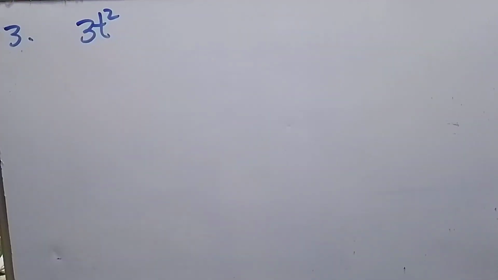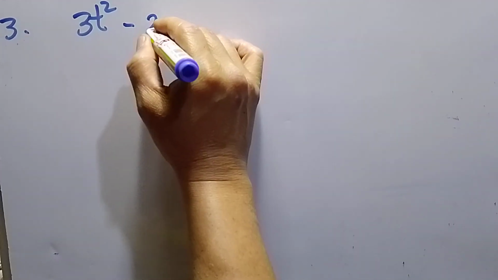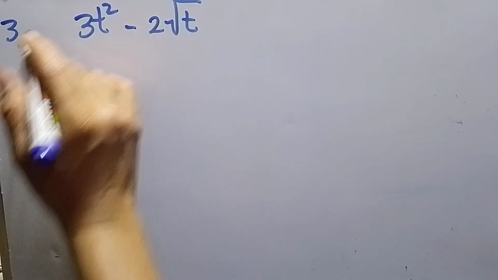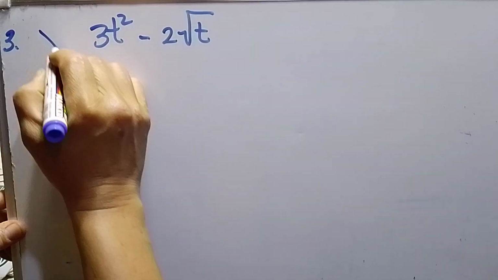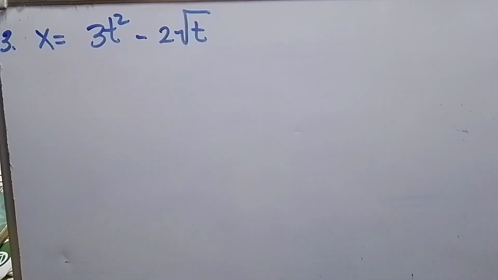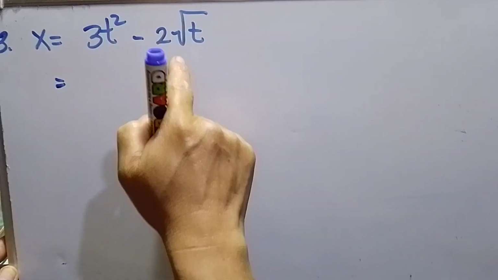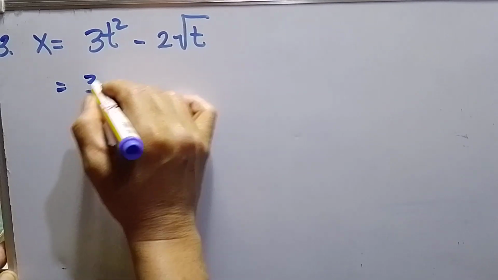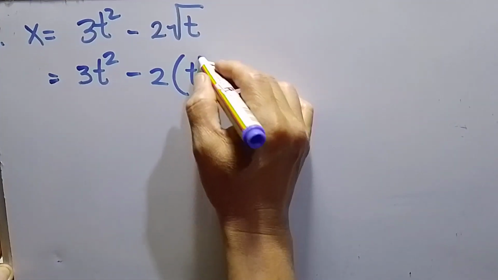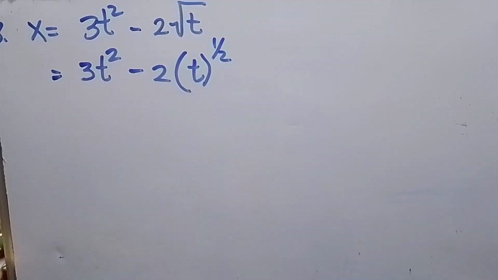3t squared minus 2 square root of t. Sorry, this is x. I forgot to write x. x is equal to 3t squared minus 2 square root of t. Take note, I need to write this in exponential form. This will be 3t squared minus 2t raised to 1/2.